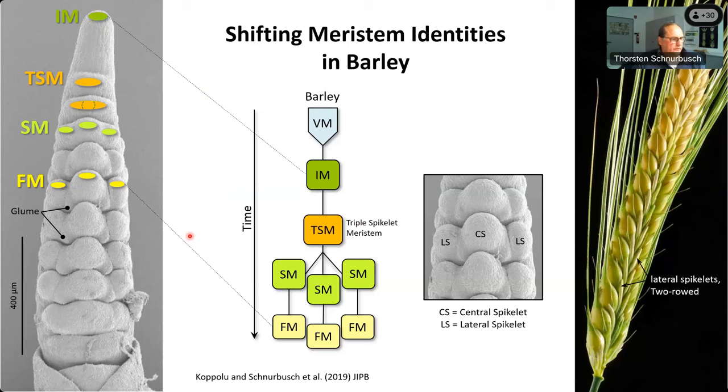And what is also very typical is that you have this kind of developmental gradient along the spike. So the, let's say, more apically located meristems are in an earlier stage, like here the triple spikelet meristem, for example, in comparison to the middle part or center part of the spike. And the stages for the spikes are usually determined based on the most developed primordia, just for clarification here.